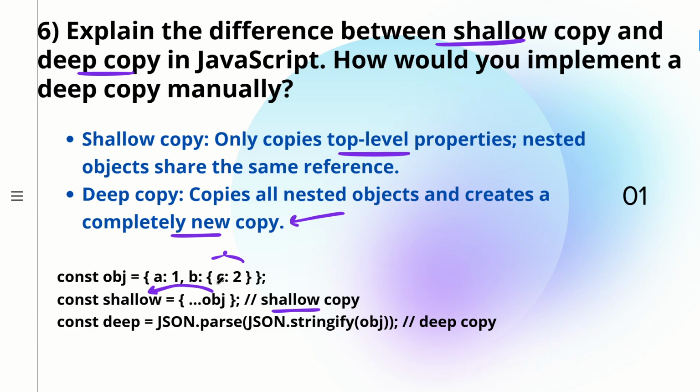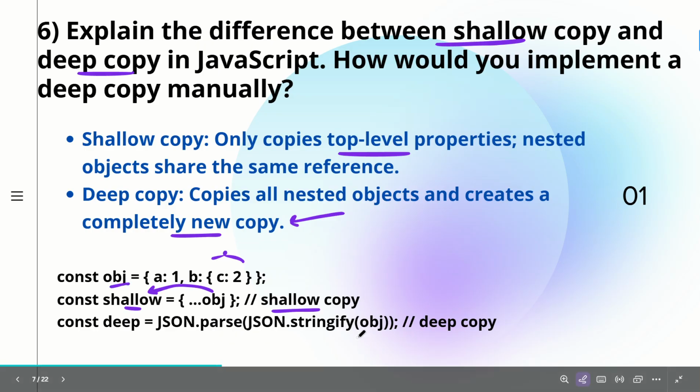So if you're doing any changes to C from shallow, then it is going to affect your original object also, that is your obj object. Whereas deep copy, you can see we can make use of JSON.parse and then JSON.stringify of the object. If we are making use of this method, then we can have a deep copy of our original object. So any changes to deep copy whichever we are doing, they will not affect our original object.